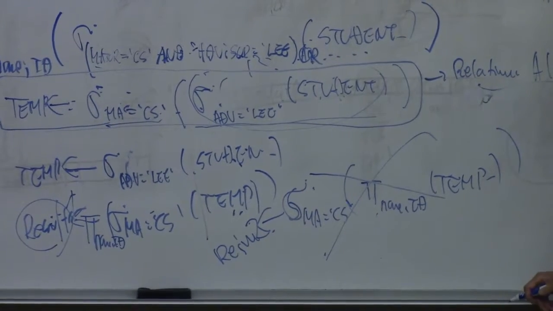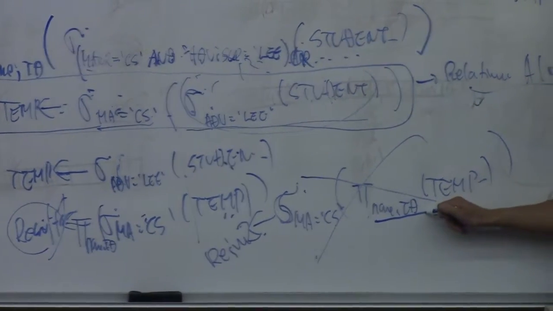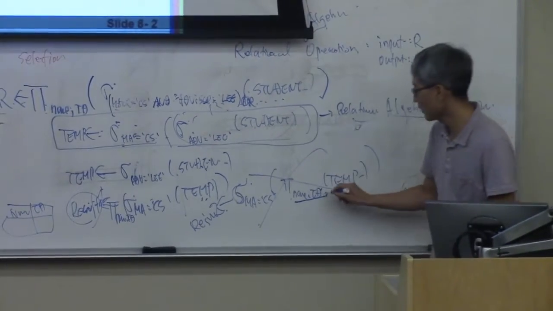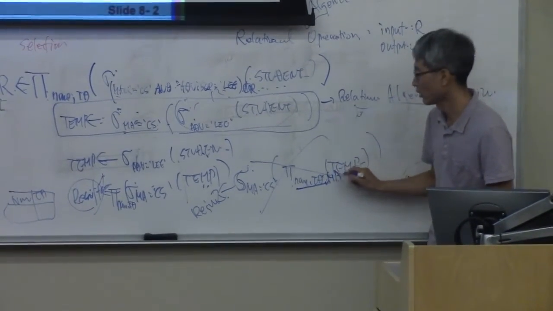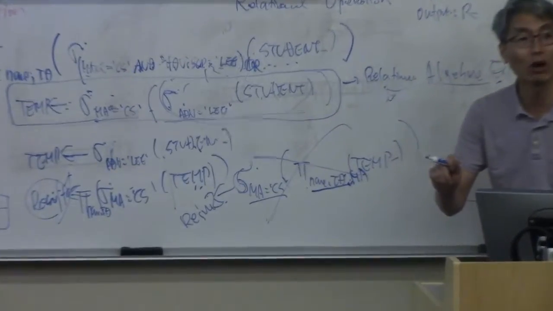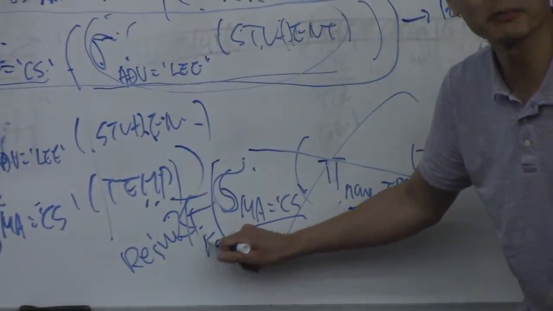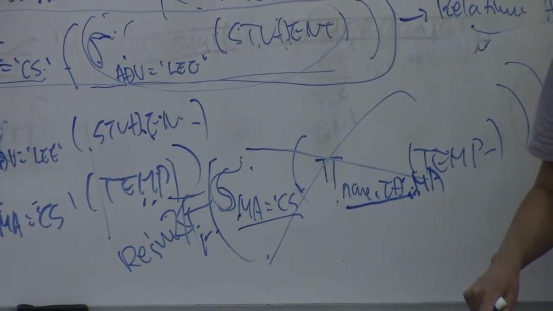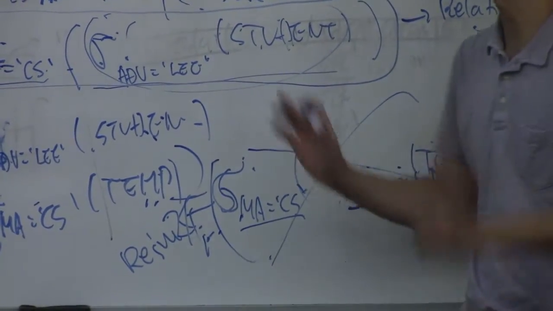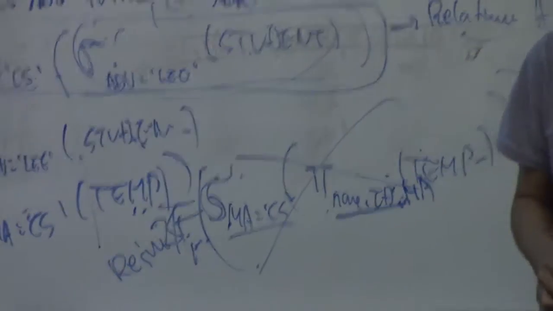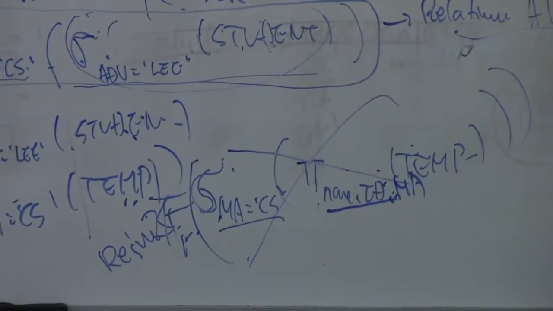Why? Because after projecting first, we don't have the CSE people; you don't have a major. So if you want to make them the same, first select on major, then you can use the major as the option, then project again, name and ID. So you should be careful. You cannot exchange them; it is not commutative anytime. So this is the very basic.